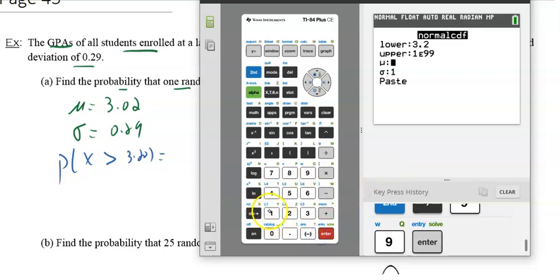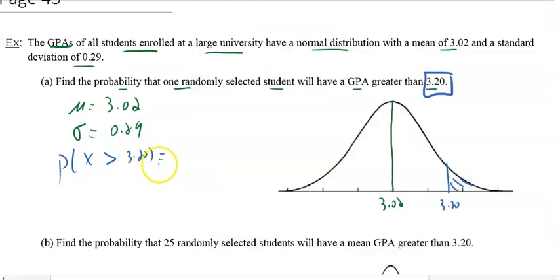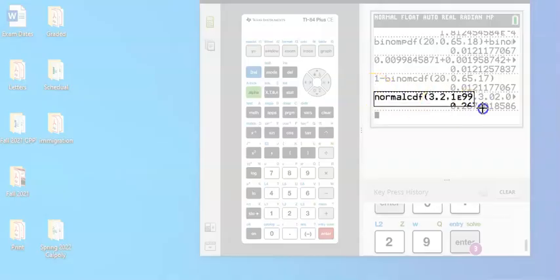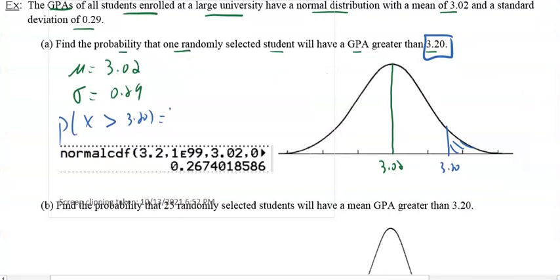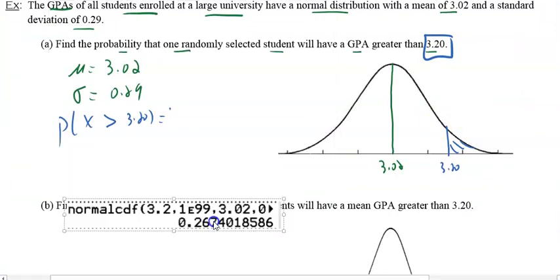What's the average? The average here is 3.02 because that's x, that's not z. And the standard deviation is 0.29. And tell me what that probability is, and I'm done. And there it is. So if I know it's normally distributed, or the population is normal, I could always do this.